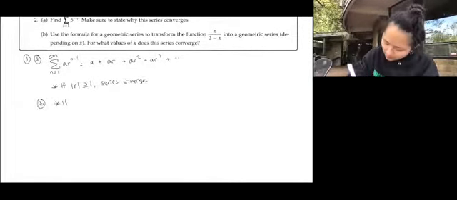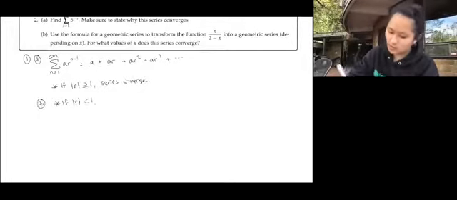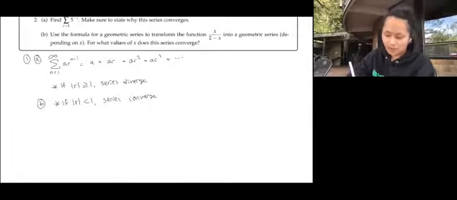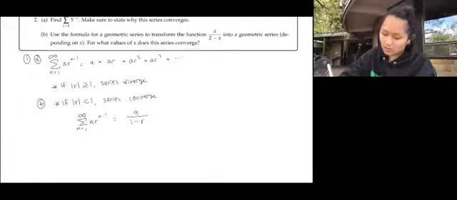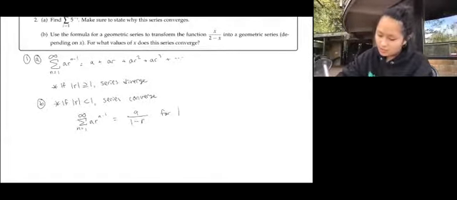And for part B, if the absolute value of r is less than 1, the series will converge. And the formula for that is the series as n starts at 1, goes to infinity, of ar to the n minus 1, is equal to a all over 1 minus r, for all absolute values of r less than 1.